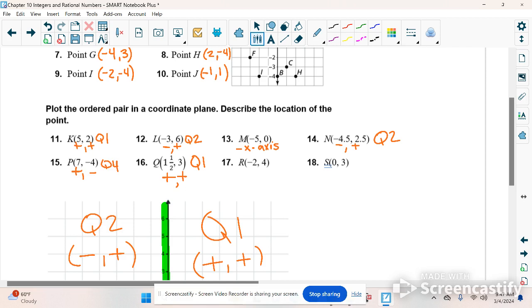All right, and then what are the signs for number 17? Negative, positive. So what quadrant is that? All right, and then we have neutral and positive. So it'll be the positive x-axis. No, positive y-axis. We have nothing on the x, but we have something on the y. So it's going to be on the positive y-axis.